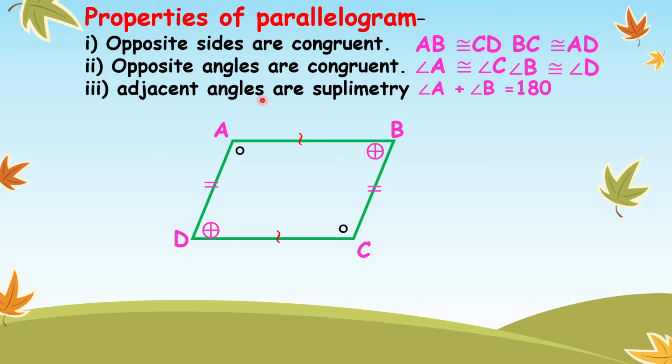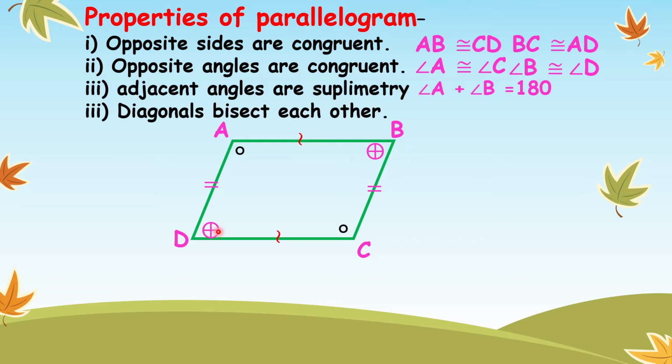Third, adjacent angles are supplementary. Adjacent angles means angles which lie on the same side. Here angle A and angle B lie on the same side AB, so the sum of these two angles A and B is 180. Similarly, angle B and angle C lie on the same side BC, so the sum of angle B and angle C is 180 degrees. Angle A and angle D lie on the same side AD, so angle A and angle D are a pair of adjacent angles, so angle A plus angle D is equal to 180 degrees.